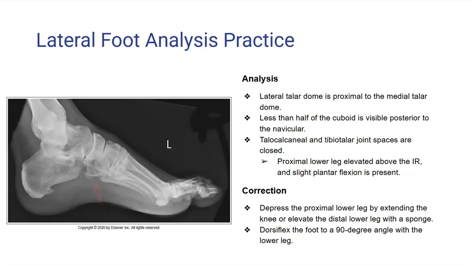This should indicate to you that the proximal leg is elevated above the IR, and there is slight plantar flexion present in this imaging. In order to correct this positioning error, we need to depress that proximal leg until the lateral surface of the foot is parallel with the IR. In addition, we need to dorsiflex that foot until it forms that 90-degree angle with the lower leg.